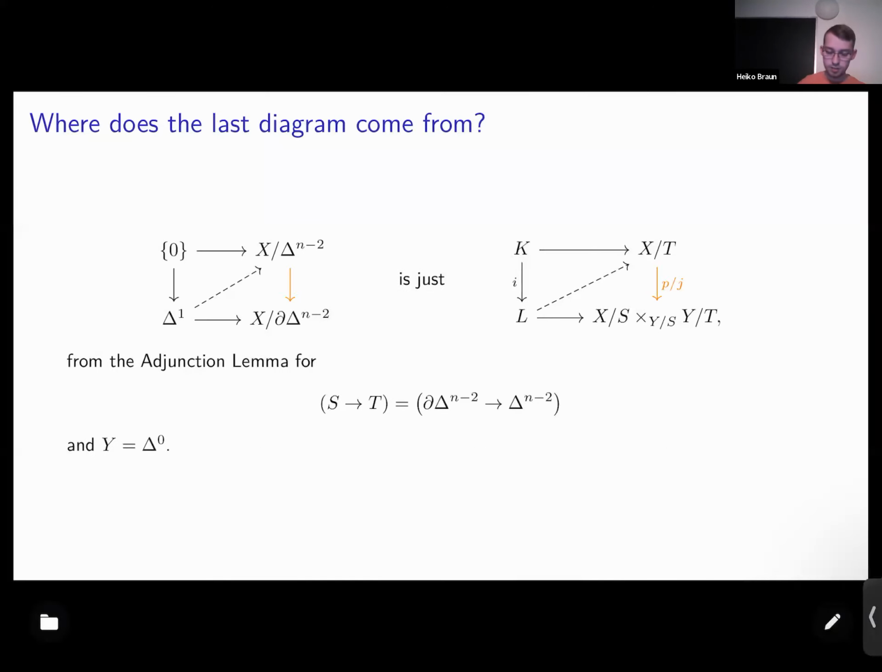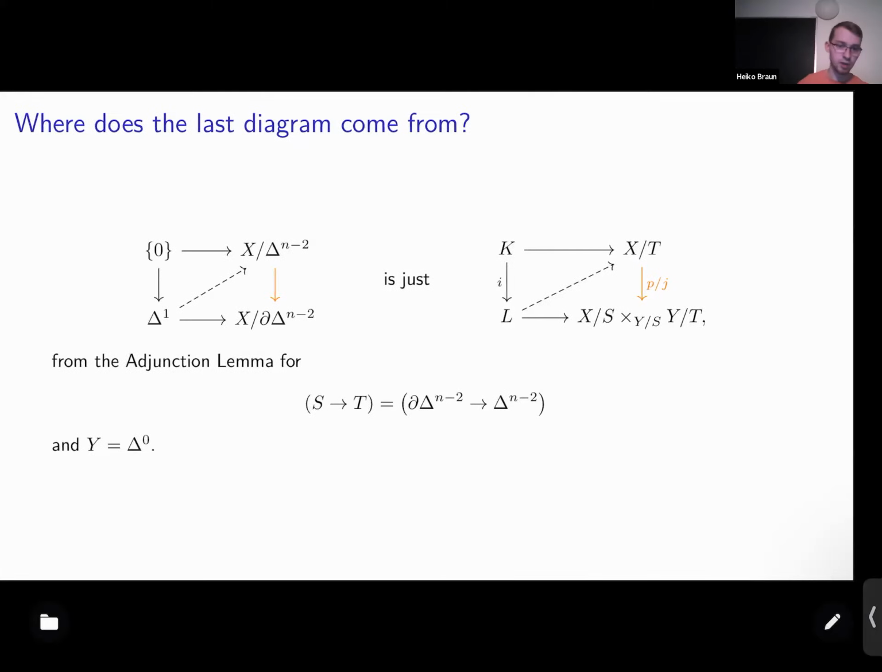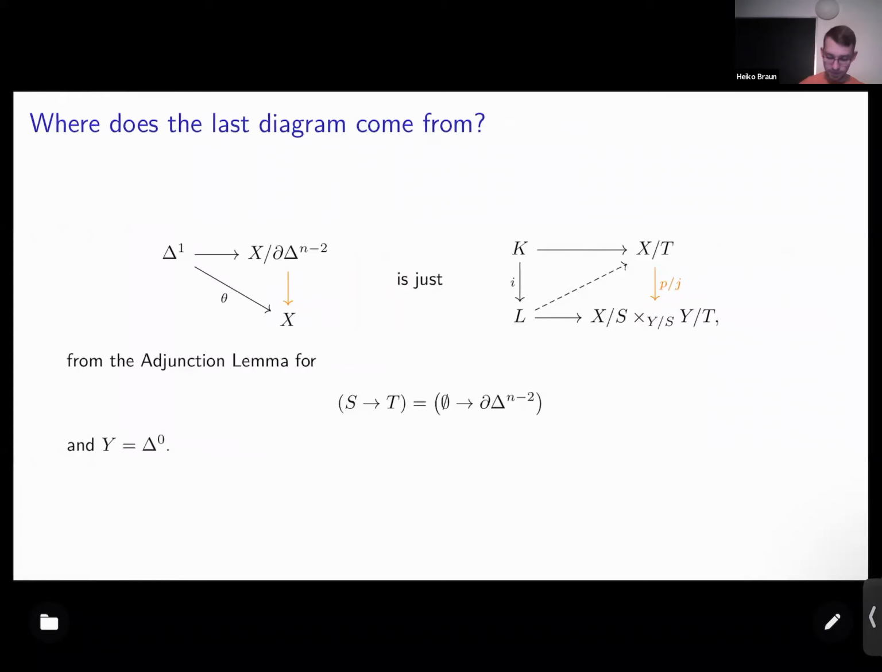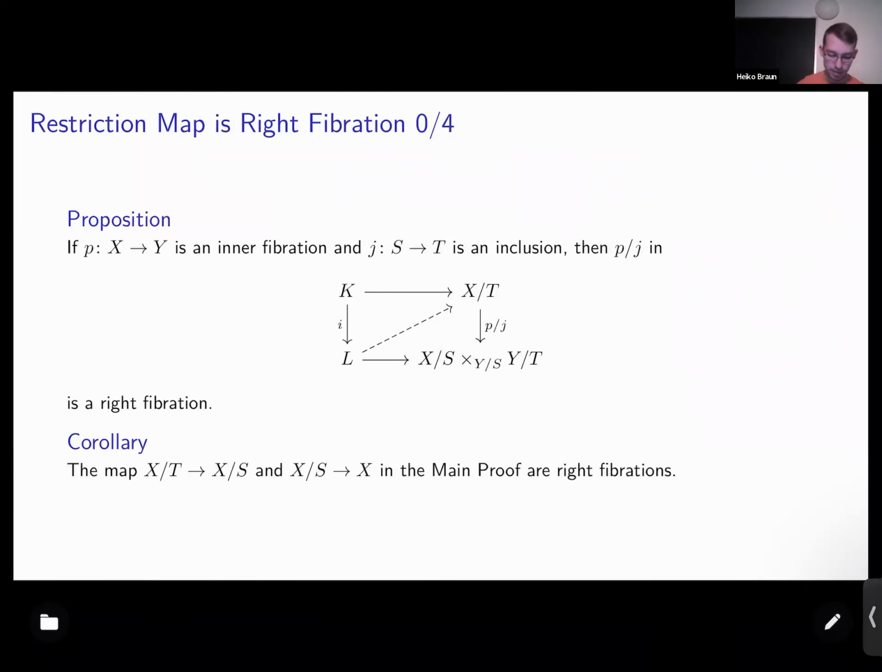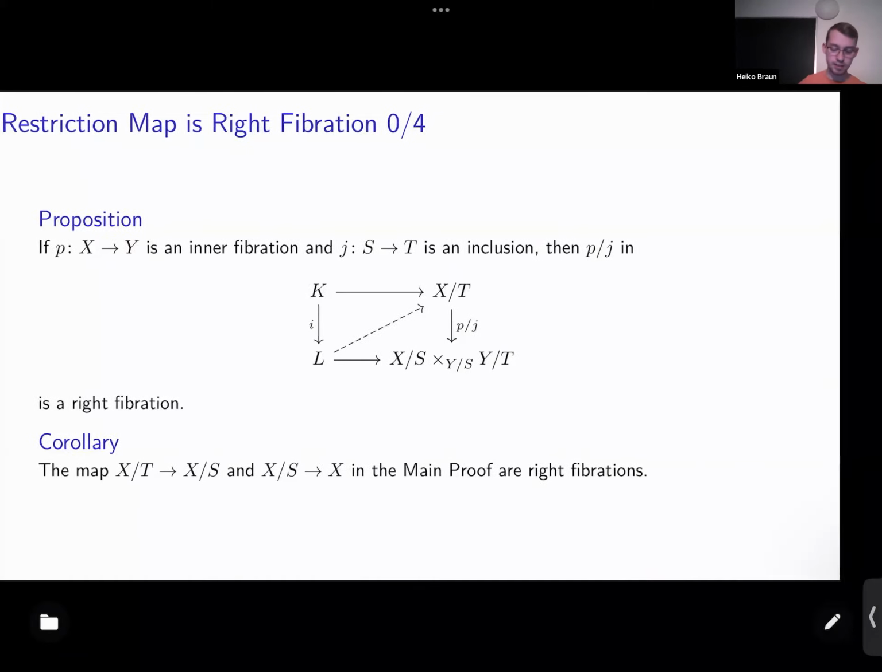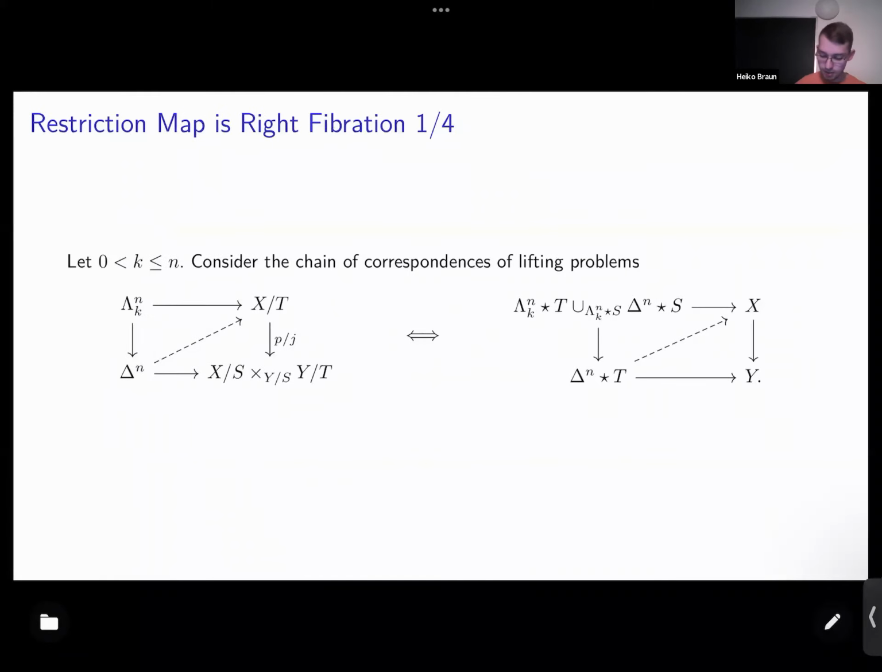So in order to show that this P slice J is actually a right fibration, we have exactly the diagram which we need to use. So again, here it is. We need to show that this Pj is a right fibration. I just stated again the proposition we need to show, and the corollary of this, so that the proof works out. Okay, then let's tackle the problem.